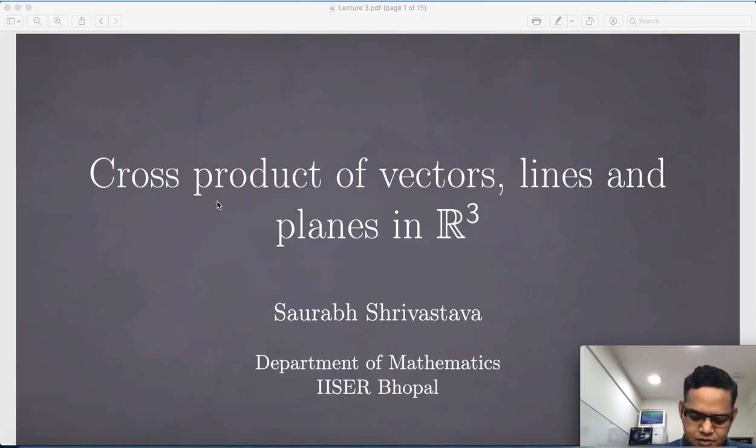Just keep in mind that what we know so far: we know all the basic operations on vectors, and then we saw the notion of dot product, and how it is related to the projection of a vector onto another one.